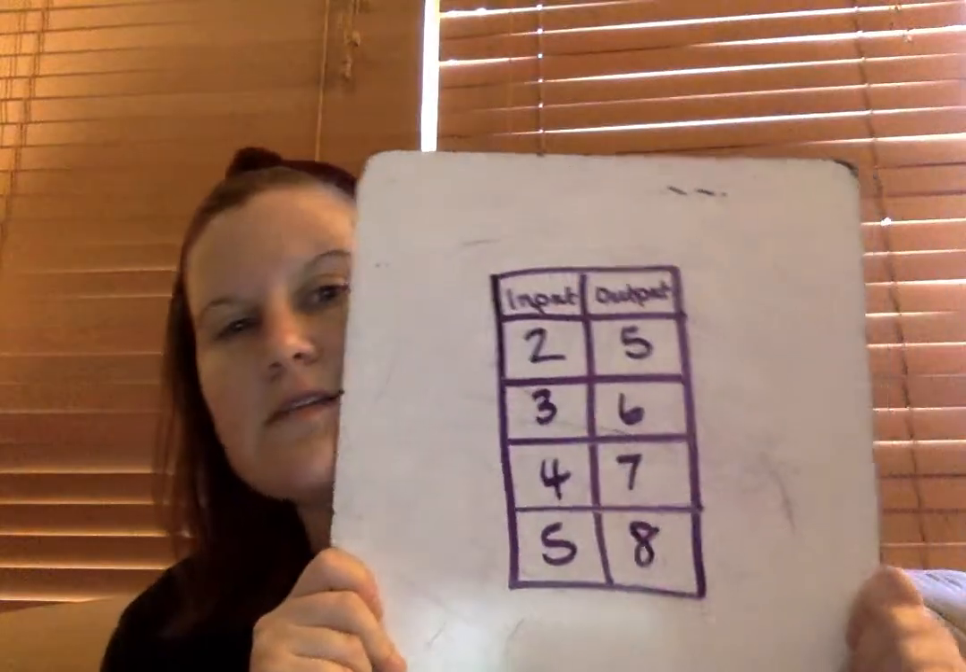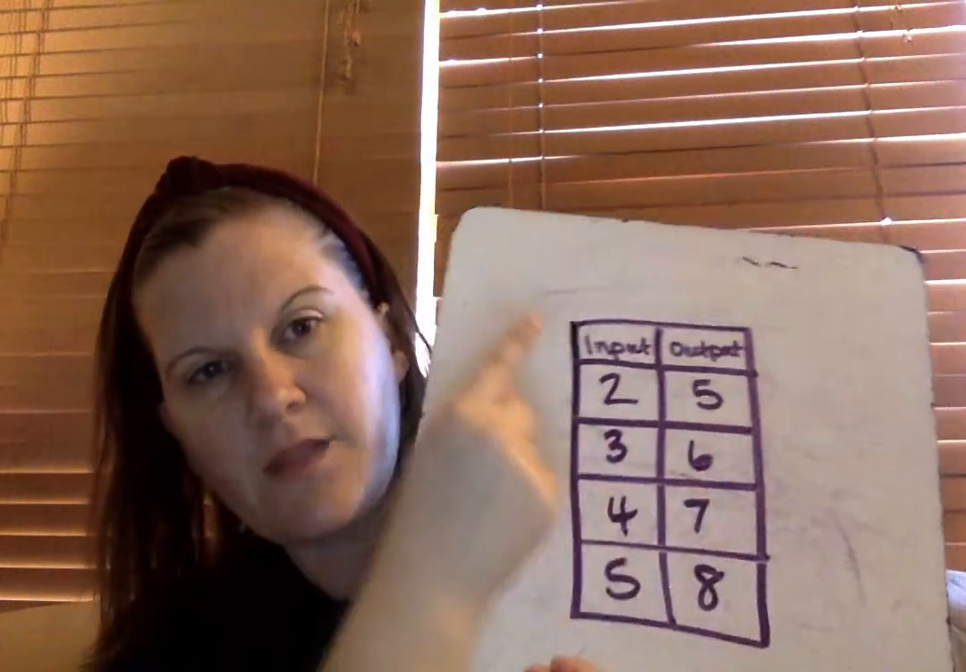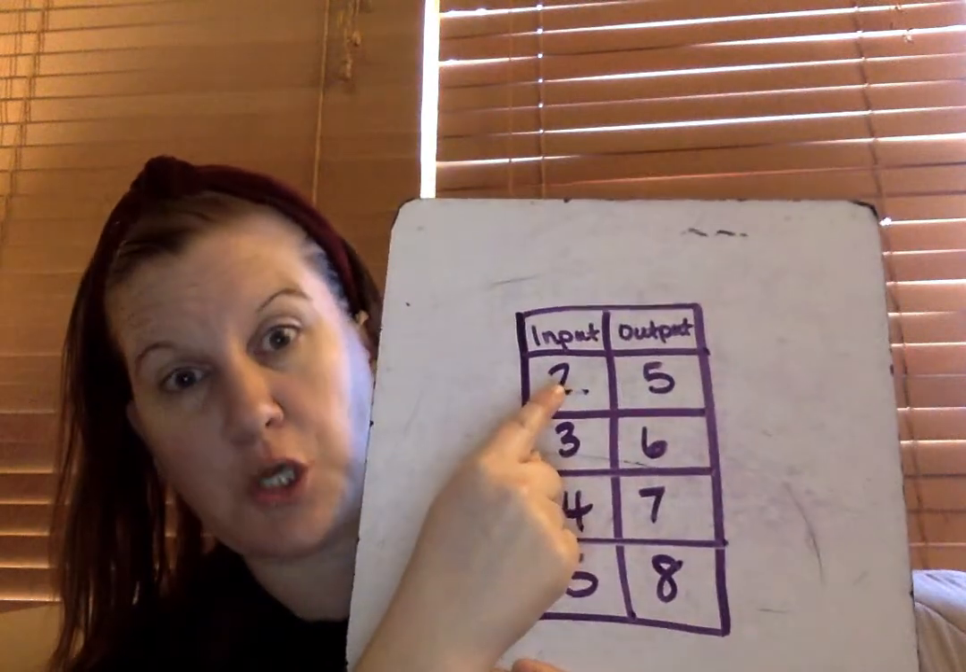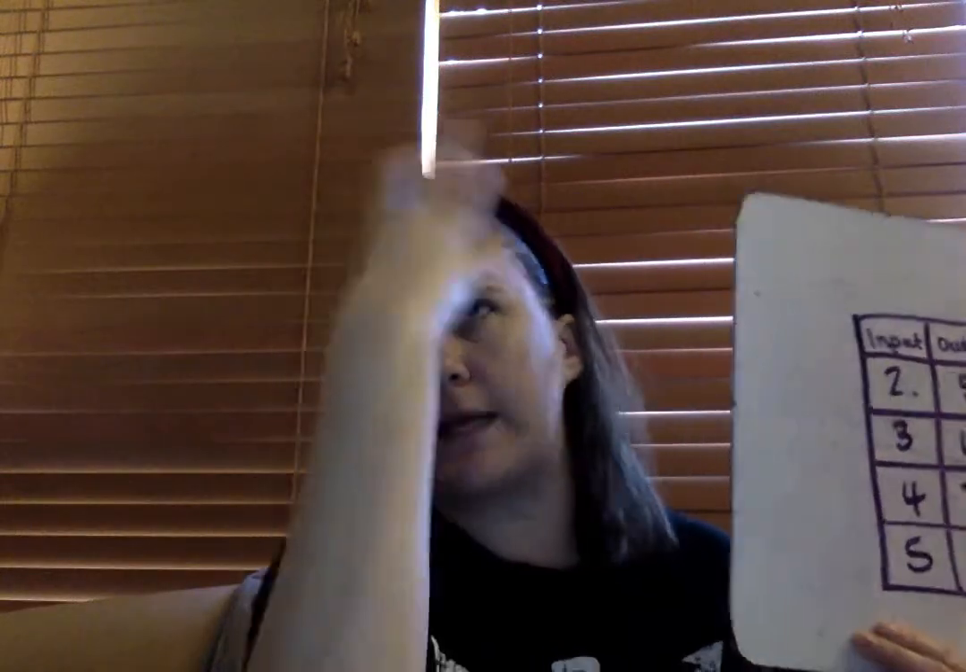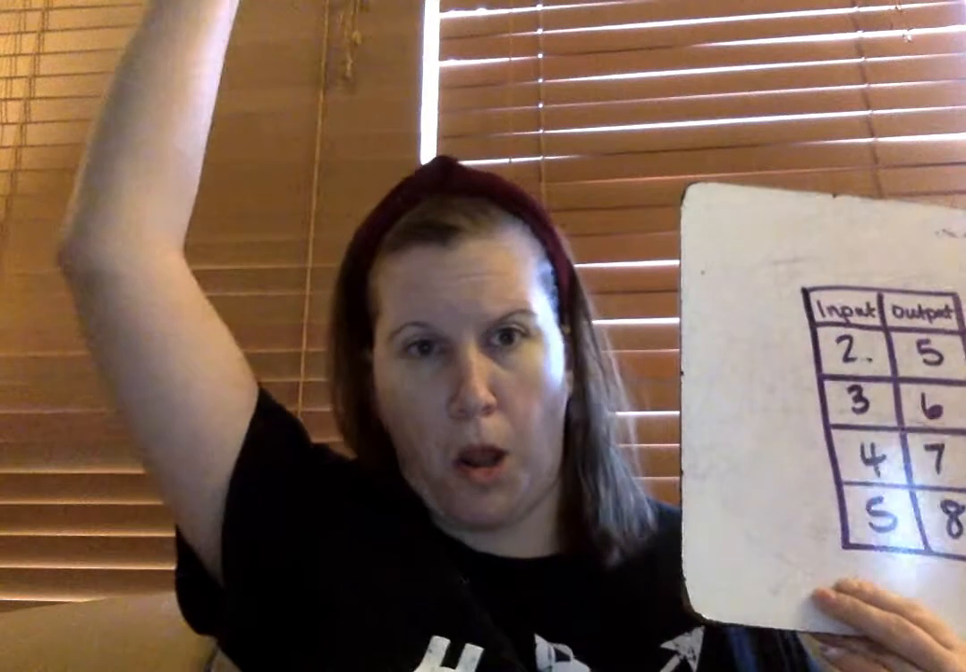So here's an input-output table. I have put in a 2. So Miss Murphy's the machine. She puts in a 2. Something happens to the 2 inside Miss Murphy's brain. And then a 5 pops out. So think what would happen to a 2 to get a 5 to come out.